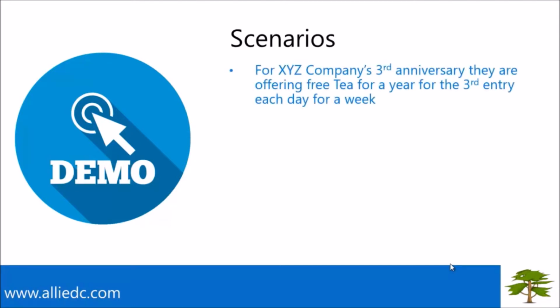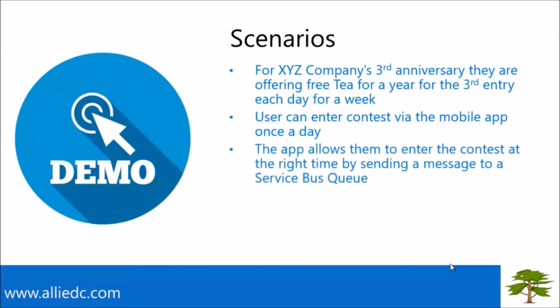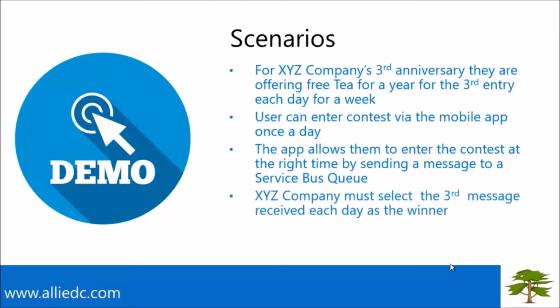For XYZ company's third anniversary, they are offering free tea for a year for the third entry each day for a week. Users can enter contests via the mobile app once a day. The app allows them to enter the contest at the right time by sending a message to a Service Bus queue. XYZ company must select the third message received each day as the winner.